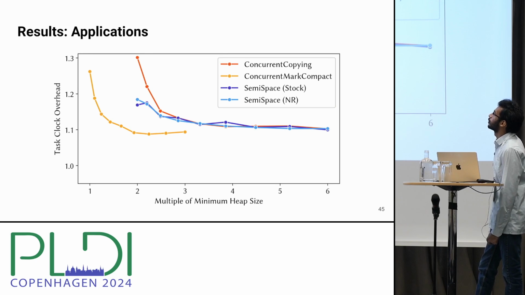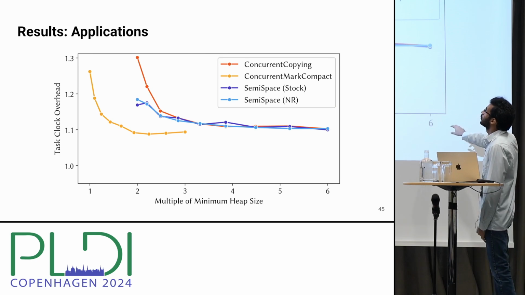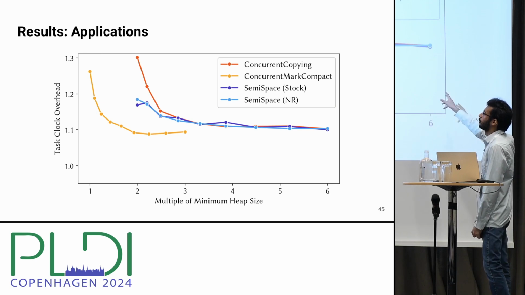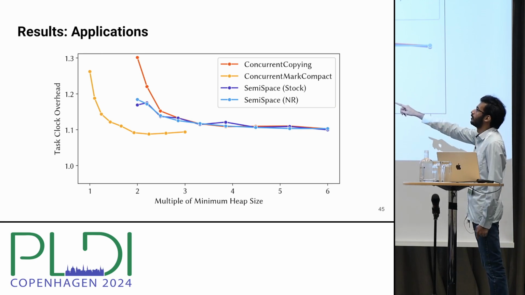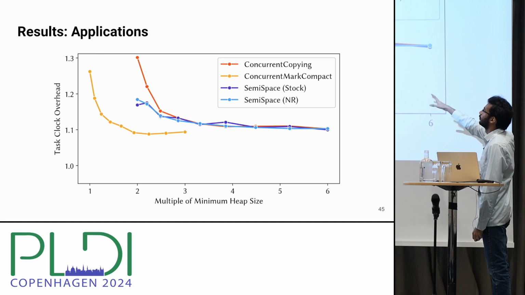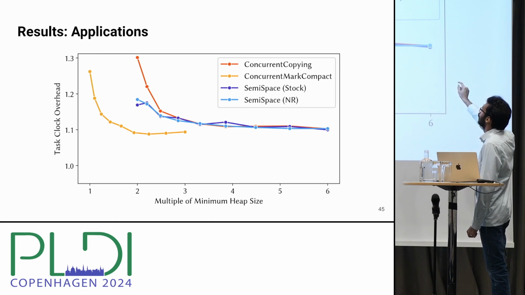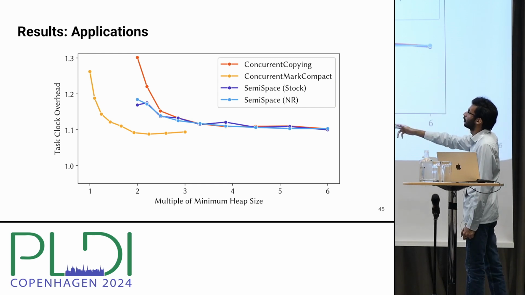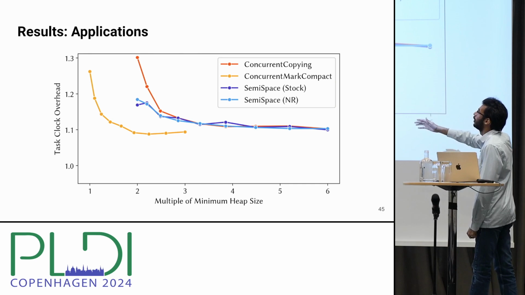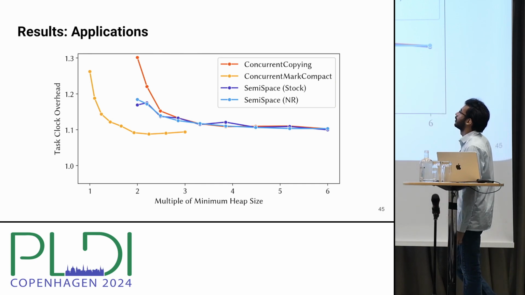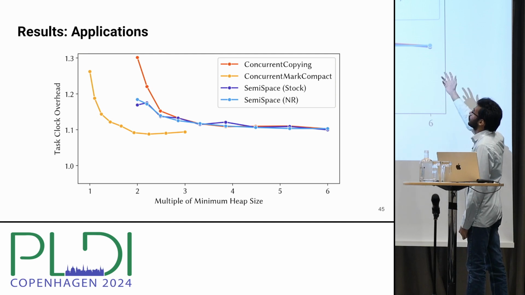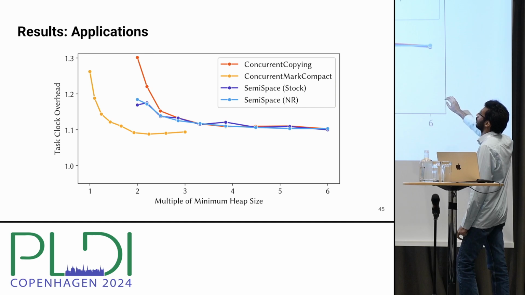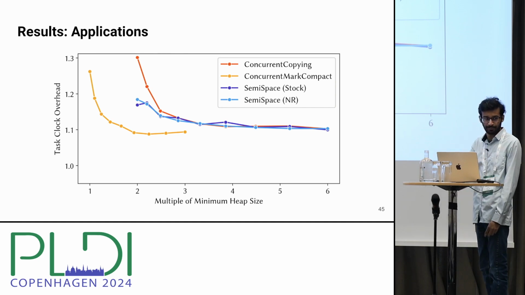So now these are the results for the Android applications. What we've done here is we've taken the geometric mean of the task clock overhead, in this case, across all the different benchmarks, excluding Twitter. These results are sort of unsurprising because we can see that for smaller heap sizes, the two concurrent collectors actually have higher overheads. But what's also interesting is how the semi-space collectors have similar overheads to the concurrent copying collector at larger heap sizes.